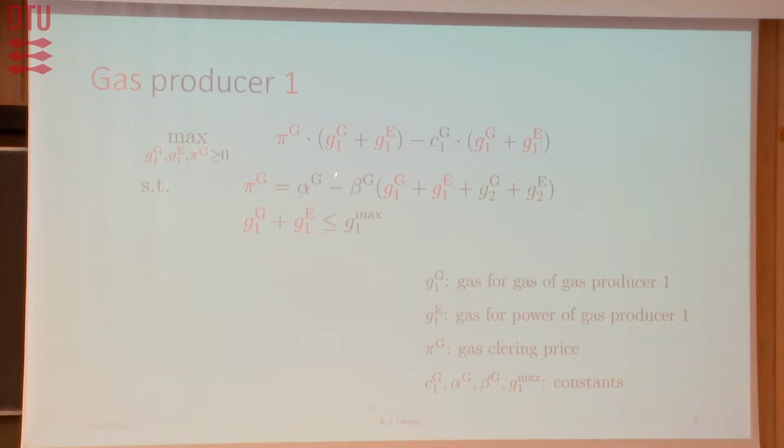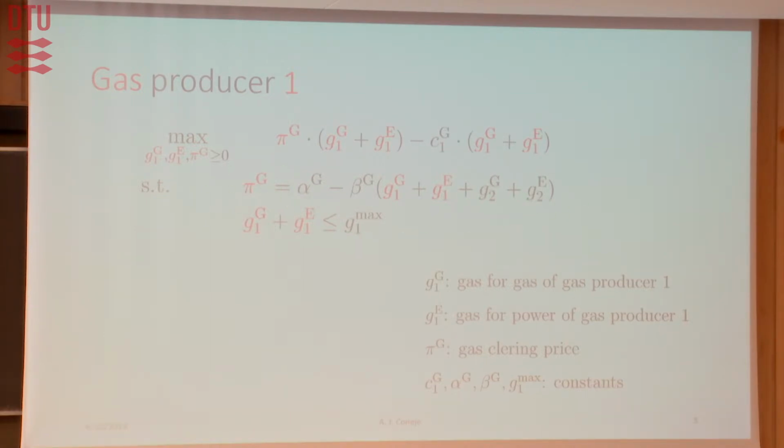So we have an intercept and a slope, and this price of the gas depends on all the gas: the gas that this producer is producing for gas consumption and for electricity production. It depends not only on the action of gas producer 1, but also of gas producer 2. So the price depends on the action of myself and my competitor, because I'm considering only two gas producers, 1 and 2. Both together alter the price.